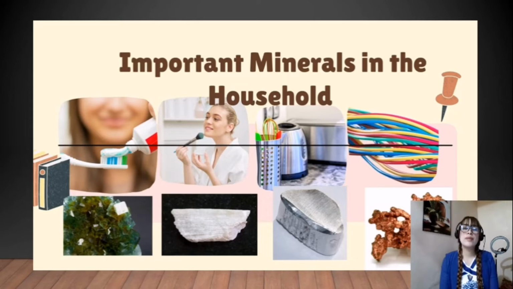So what are these important minerals in the household? Some of the examples are the toothpaste that we use every day, which has the fluoride mineral. Also the makeup, for some women who use makeup, the talc is also present in our makeups. And some of the materials that we use in the kitchen are made of aluminum. And the wirings that we have inside our home also have copper.